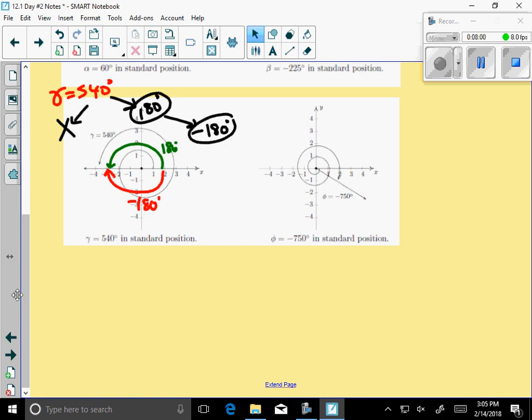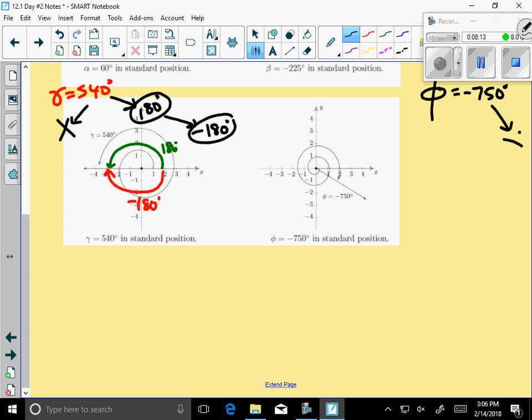And here would be negative 180. Excellent. Last one. This is the Greek letter phi. Phi equals, looks like, negative 750. Now, there's no reason that I should subtract. I'm going to add, and in this case, I think I have to add 3 times. Because if I add 360 once, I get negative 390. I add 360 again, I get negative 30.